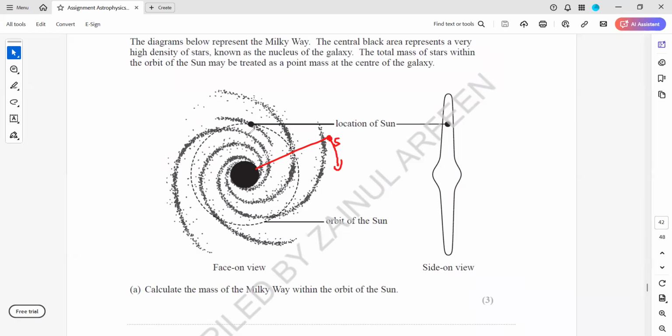Look, the centripetal force depends on mv squared over r. Okay, m is the same for all, even for the sun or for any other star which is far. So m is not changing.